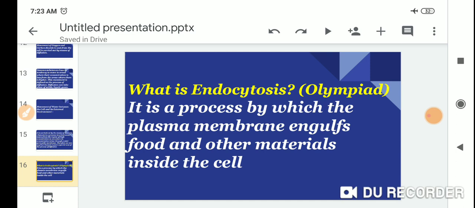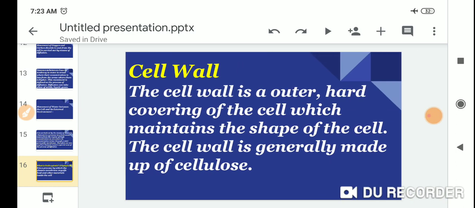What is endocytosis? It is the process by which the plasma membrane engulfs food and other materials into the cell.